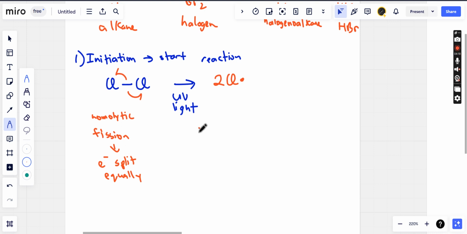So what happened here is that if I were to draw a dot and cross diagram, you know that within one covalent bond there are two electrons. And then what happens is that one of these electrons will go to this chlorine, and the other electron will go to the other chlorine. And then what you get is a chlorine with one unpaired electron. So it will have 7 valence electrons, and this single electron here is basically what this dot is representing. So you form two chlorine radicals.